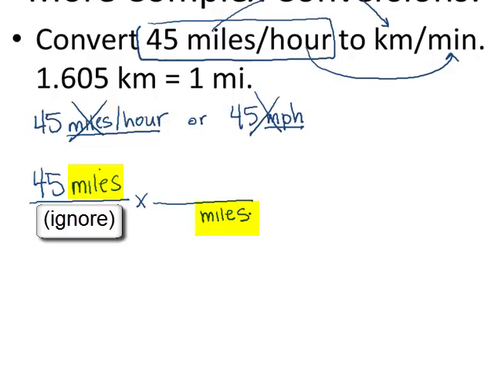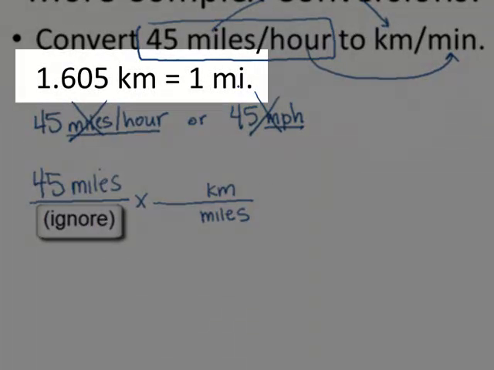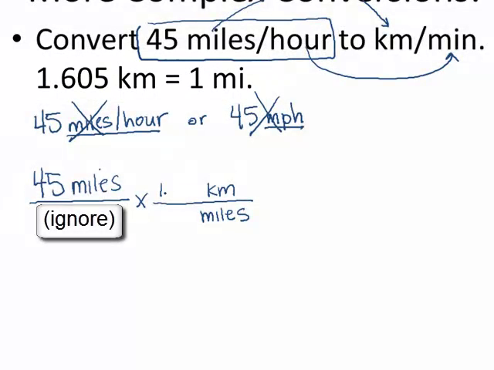What are we trying to change miles into? Well, we set up here miles needs to become kilometers, so I'm going to write kilometers on top. Now it's okay to go back and add information. You probably don't have miles and kilometers memorized, but here's the information given to you. 1.605 kilometers, 1.605 next to the km equals 1 mile. So 1 mile. This is going to make my miles cancel, and in the numerator I'll now have kilometers.